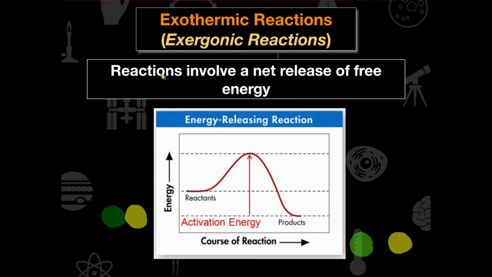So right here what we see is an exothermic reaction or an exergonic reaction. Remember, we have energy here and then the course of the reaction. Now here are reactants and here are products. So let's say our reactants are over on this side, and these two spheres here represent a molecule.